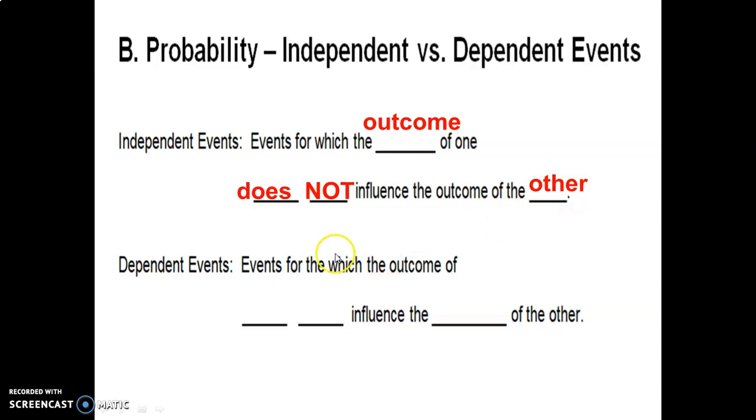Dependent events are the opposite. These are events for which the outcome of one does influence the outcome of the other. For example, let's try this example. When that bus arrives, you get on the bus. Let's say the probability you say hello to the bus driver is 20%. The probability they will say hello to you probably depends on whether you said hello first. So if you say hello, the probability they will say hello is probably 90%. If you do not say hello, the probability they will say hello to you is probably much lower. So those are dependent events.